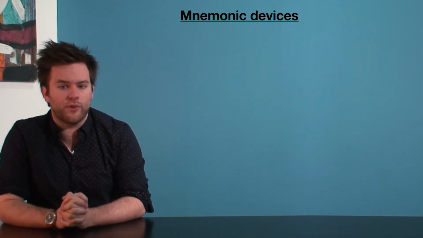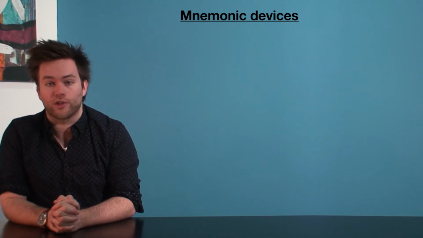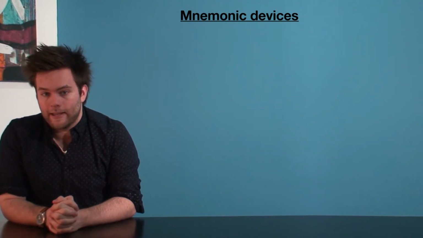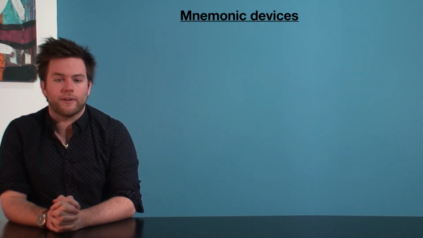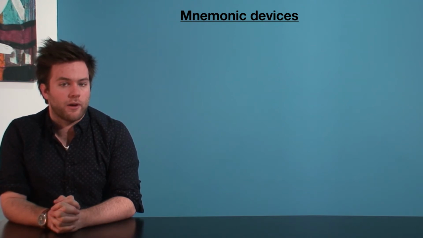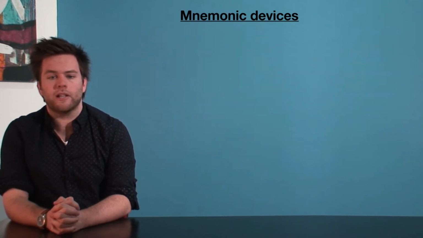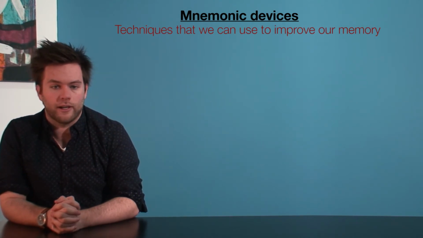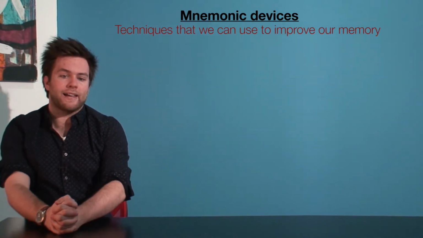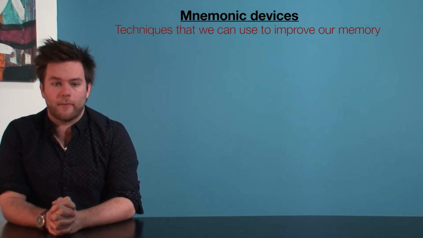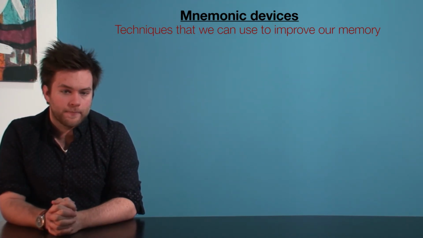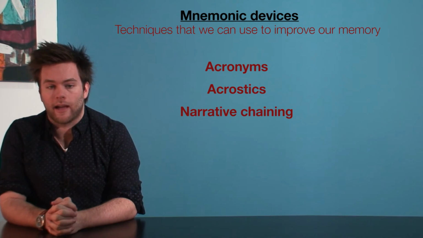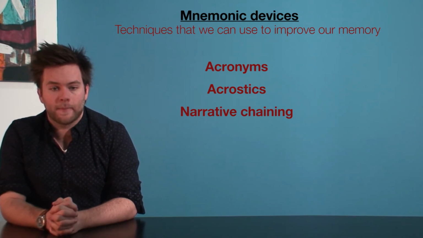In the last video, we looked at something that can be used to improve the retrieval of information from long-term memory, cues. In this video, we're looking at something that has a similar function, mnemonic devices. Mnemonic devices are, essentially, techniques that we can use to improve our memory. Often they will add layers of encoding, linking new information to what we already know. Three types of mnemonic devices are acronyms, acrostics, and narrative chaining.